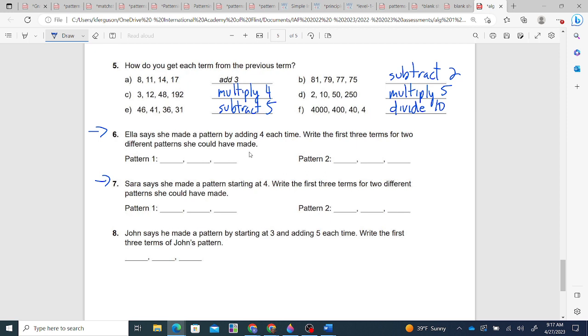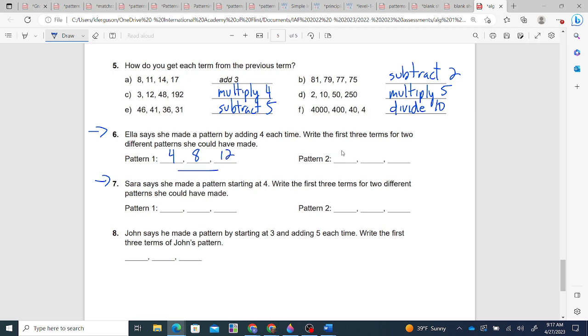So what am I starting with? Javari? 4. So I'm gonna start with 4 and then I'm gonna add 4. So what's my next term? 8. And I've got 8, I'm gonna add 4. So that's my first pattern.